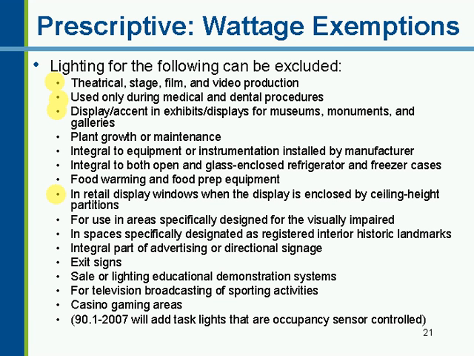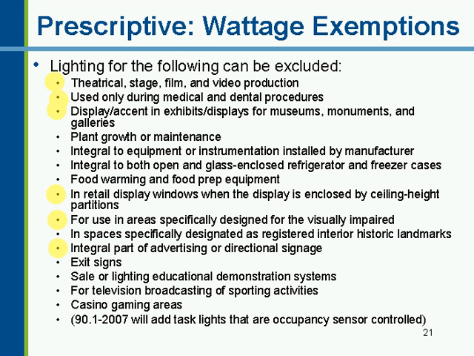The next one down, for use in areas specifically designed for the visually impaired. If the space was designed specifically to accommodate visually impaired people, and that's its only purpose, then the lighting would be exempted. But a space that may have visually impaired people visiting it is not enough of a reason to exempt the lighting. It has to be specifically designed for that use. Another one, integral part of advertising or directional signage. This speaks to the idea that if it's part of the equipment, it's exempted. So if you have lighting within a sign that's purchased to put on the building, that lighting is exempted.